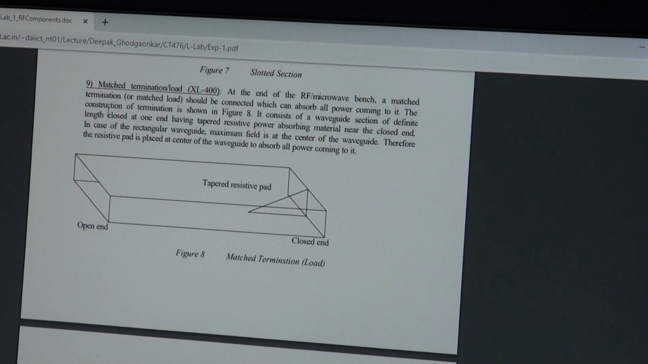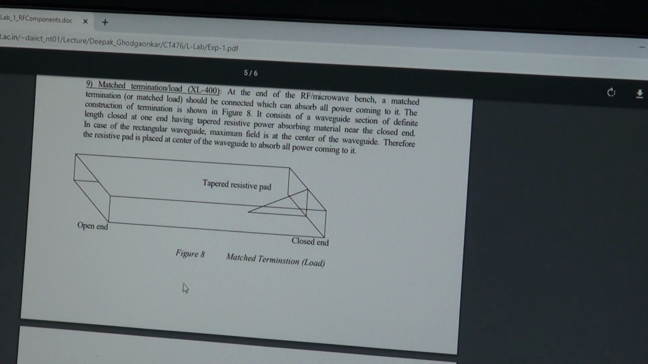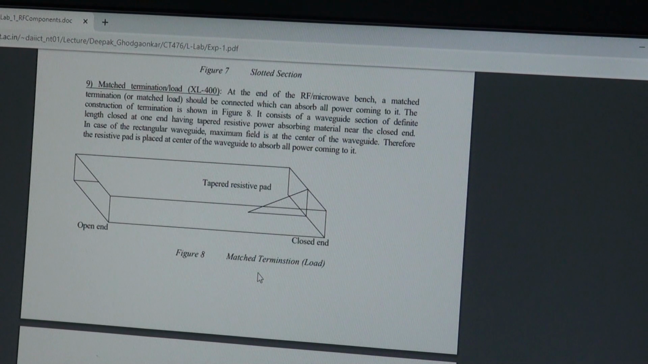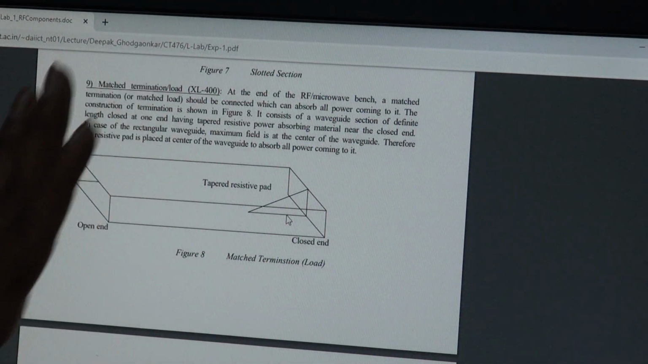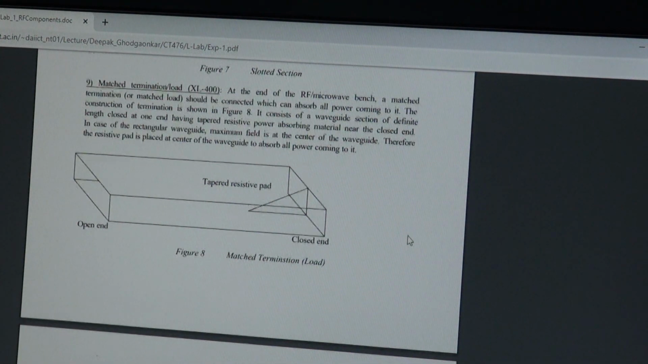And the 9th component is a matched termination. And figure 8 represents the matched termination load. This is the open end on one side, this is the closed end on the other side, and at the end side a tapered resistive pad is there that absorbs the whole power coming from the microwave test bench. And the detailed explanation of this matched termination is available in section 9, so you can read also.